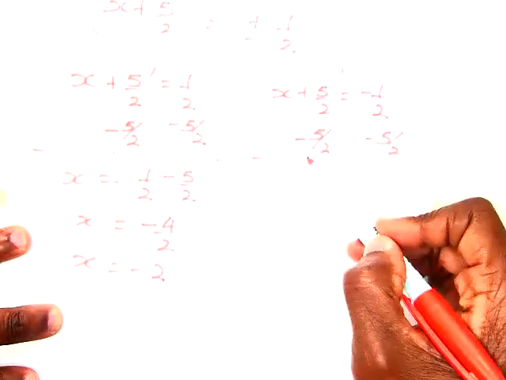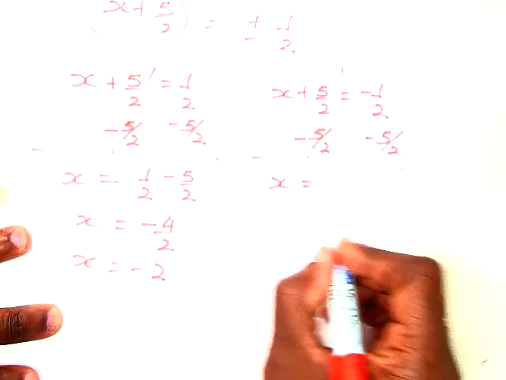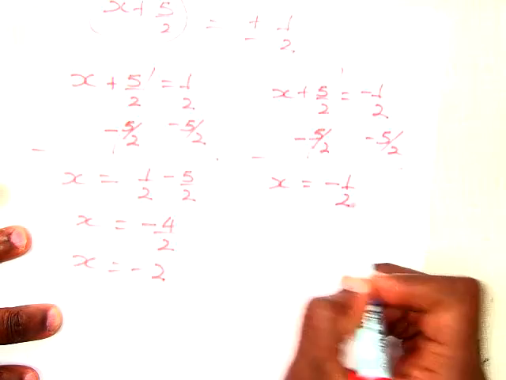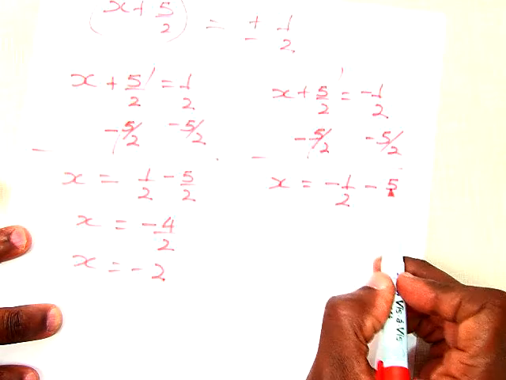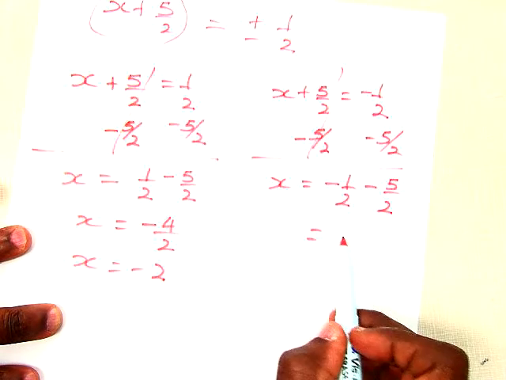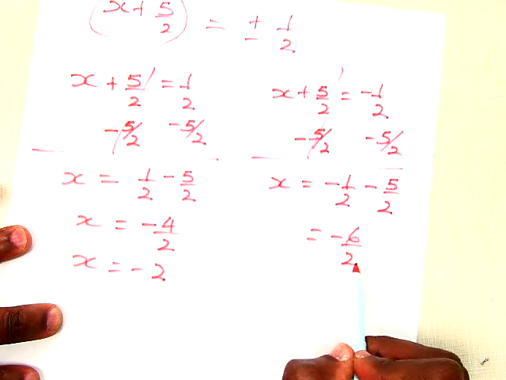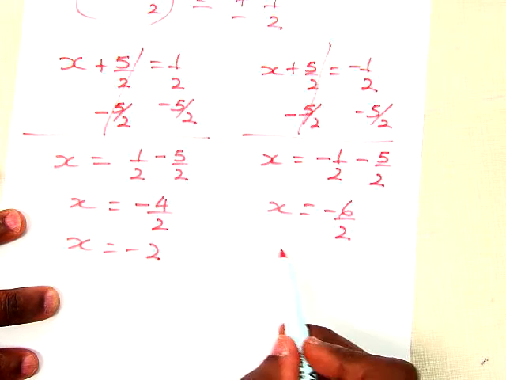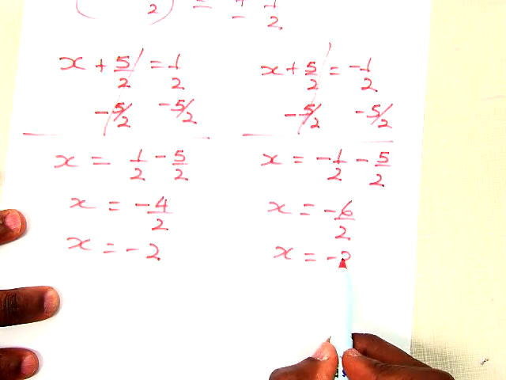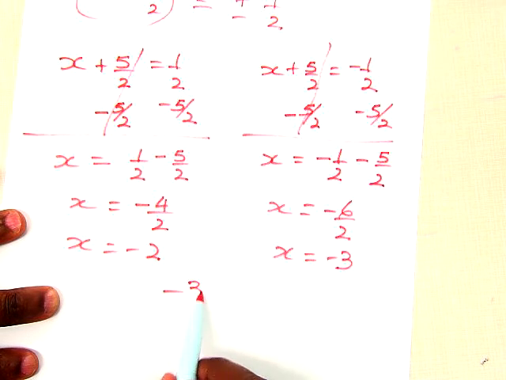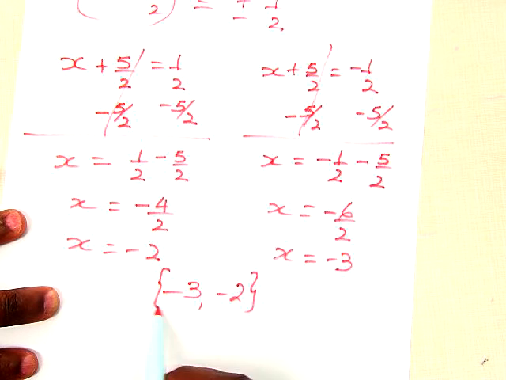I'm going to do the same thing on this side. Subtract 5 over 2 from both sides. So now I have x is equal to negative 1 over 2, or negative 1/2, minus 5 over 2. And that gives me negative 6 over 2. So x is equal to negative 3. So my two answers are negative 3 and negative 2.